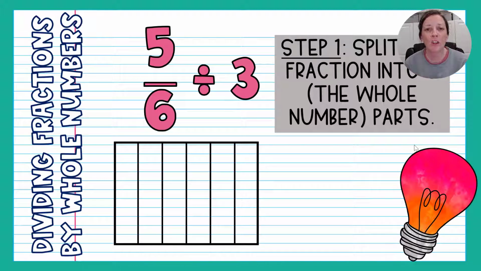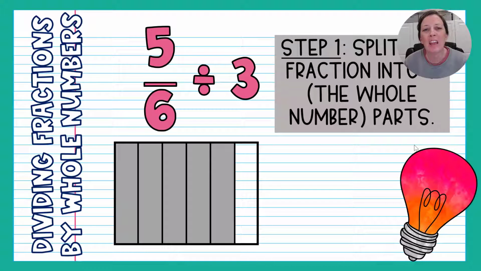So go ahead and make yourself a rectangle and split it into 6 groups. And then this is where you might want to use your colored pencil and go ahead and shade in 5/6. Now that you have that drawn, we're ready to split it into thirds since that's my whole number. So I'm going to split it. Right now you can see the 6 are going up and down. So when I split it into 3, I'm going to go side to side. I'm going to do the opposite. So there is 3 groups now.